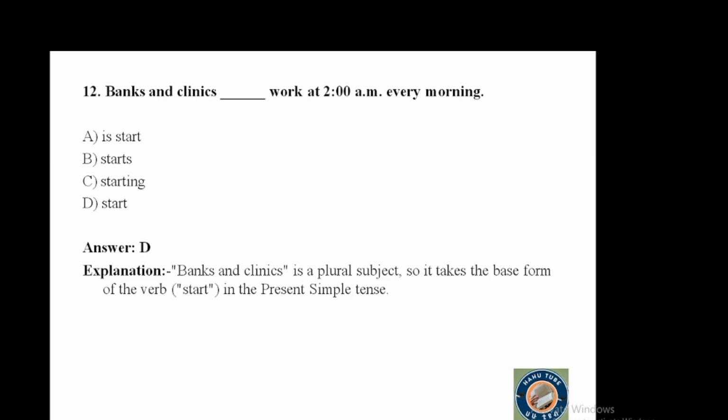Question number 12. Banks and clinics blank work at 2 a.m. every morning. A. Is start. B. Starts. C. Starting. D. Start. The answer is start. Banks and clinics is a plural subject, so it takes the base form of the verb, in this case start, in the present simple tense.